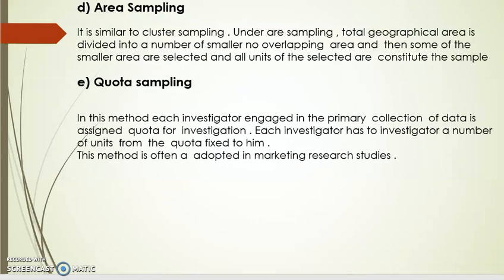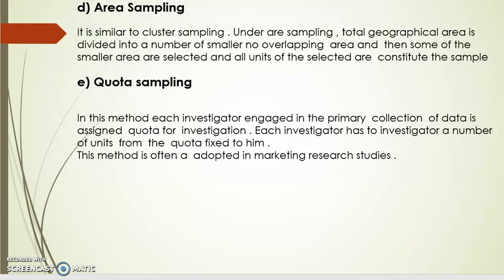Area sampling. Area sampling is similar to cluster sampling. Under area sampling, the total geographical area is divided into a number of smaller non-overlapping areas, and then some of the smaller areas are selected and all units of the selected areas constitute the sample.